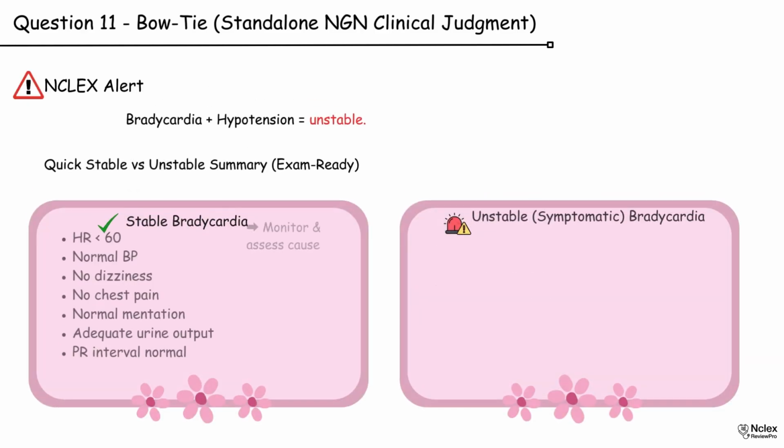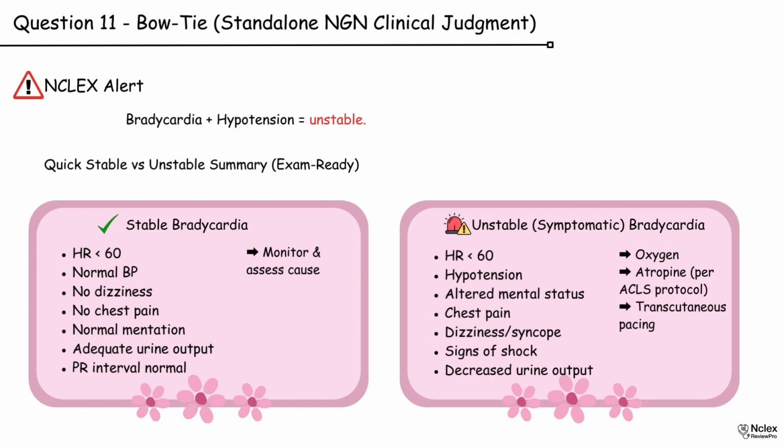Here's your NCLEX alert. Bradycardia becomes an emergency only when it causes hypotension or signs of decreased perfusion. Bradycardia plus hypotension equals unstable. Do not anchor on the heart rate alone. Look at blood pressure. Look at mentation. Look at urine output. Now let's solidify this with a quick stable versus unstable summary.